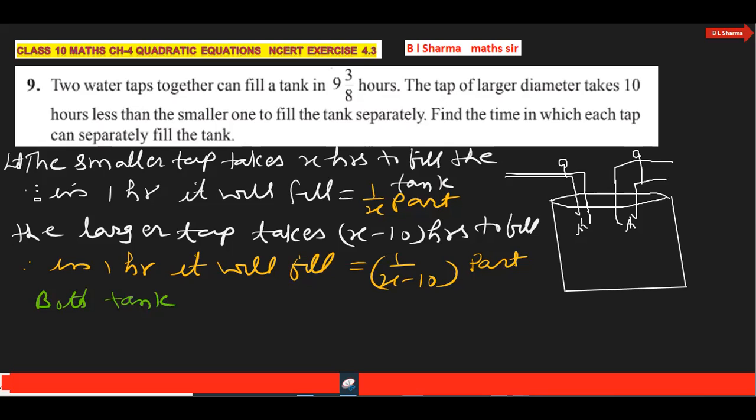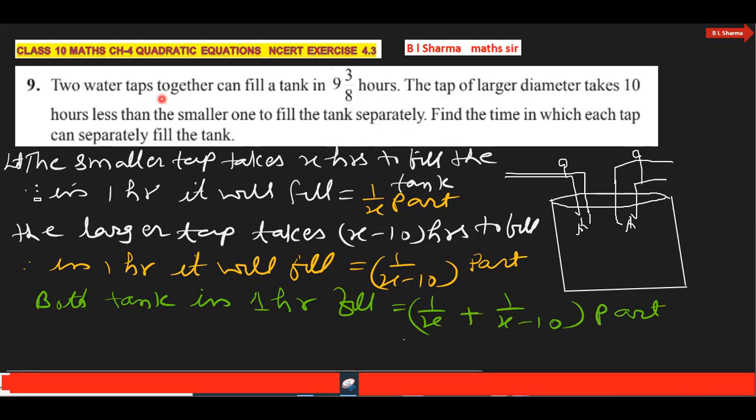Both tanks in 1 hour fill how much part? 1 upon x plus 1 upon x minus 10 part. Yes. दोनों मिलके 1 hour में इतना पार्ट फिल कर देंगे. 1/x part, ये जो smaller tap, and 1/x-10, that is larger tap, and both will fill 1/x plus 1/x-10 part.